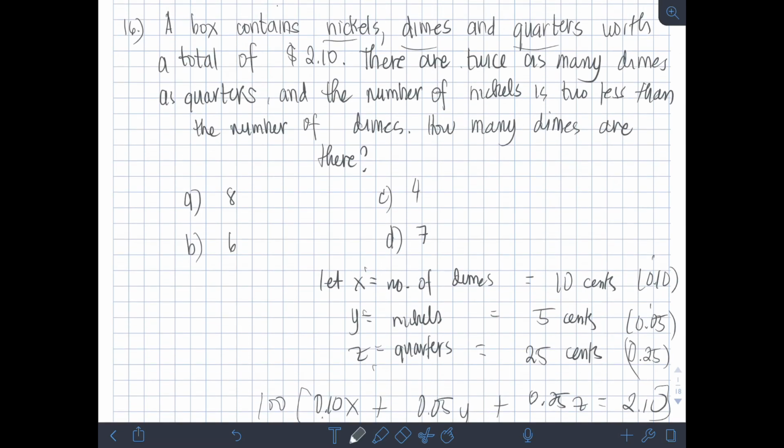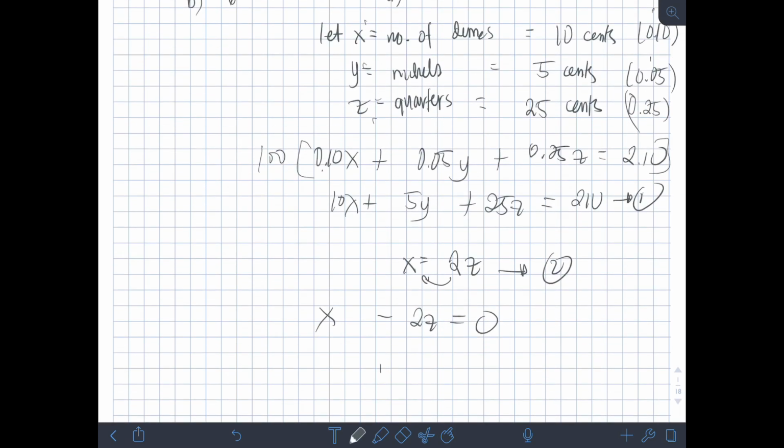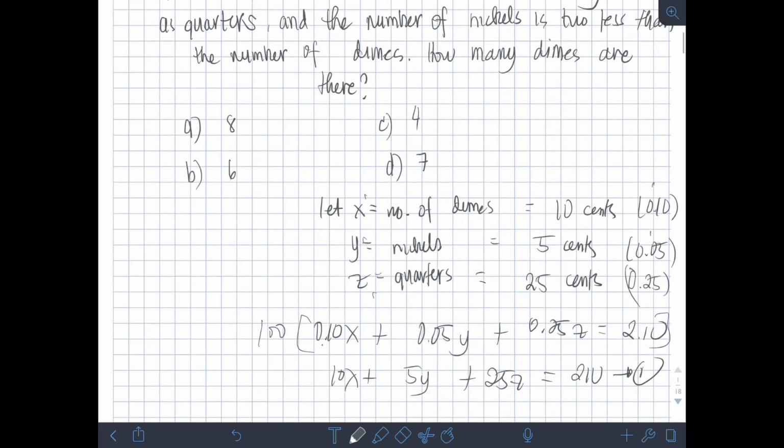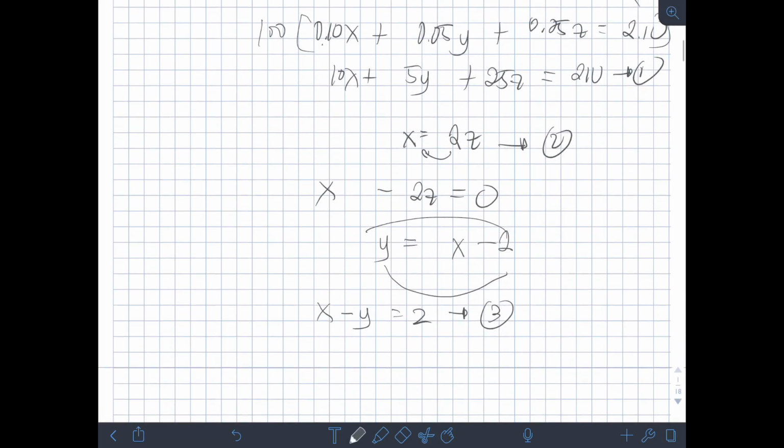And then last, we have equation 3. The number of nickels is 2 less than the number of dimes. So, the number of nickels, which is y, is 2 less than the number of dimes, which is x. Okay, so tama. So, gawin uli natin ng standard. So, siguro transpose natin itong y dito, tapos si constant dito. So, we have x minus y is equal to 2. Equation 3. Okay, so therefore, ito yung equation natin.